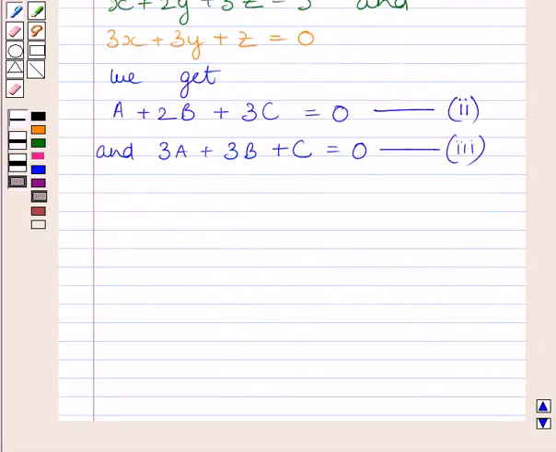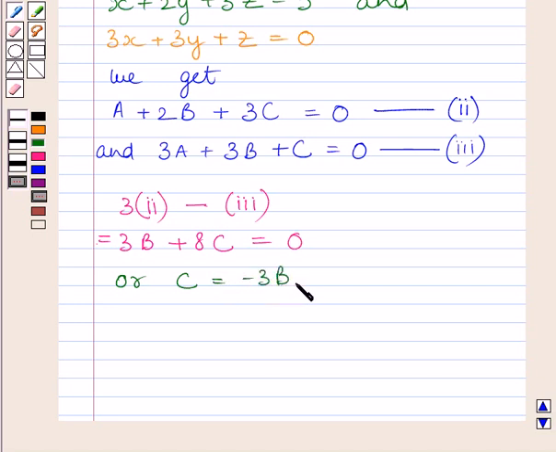Now we will solve these two equations to find the values of A, B and C. First of all, we will multiply both the sides of this equation by 3 and then we will subtract equation 3 from it and we get 3B plus 8C is equal to 0. Or we can write C is equal to minus 3B upon 8.